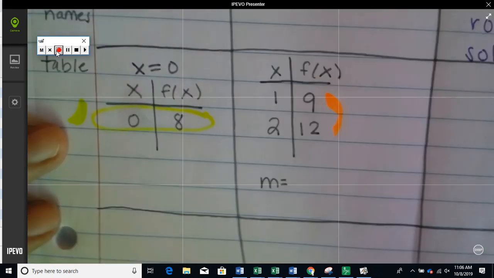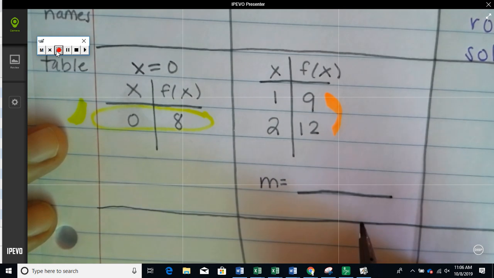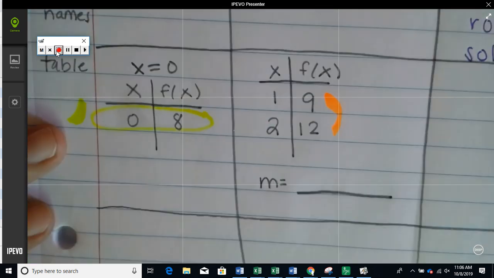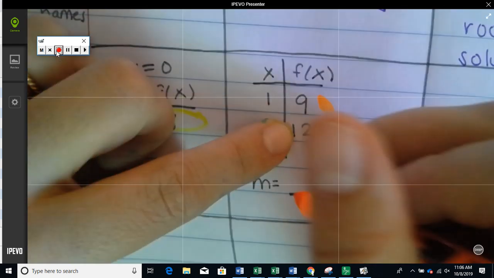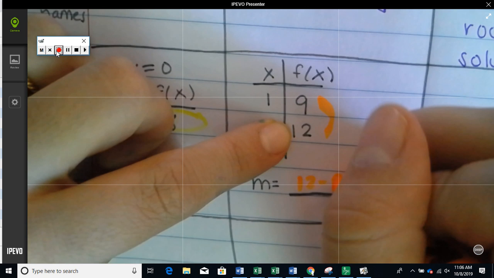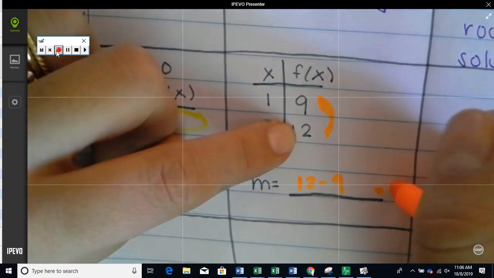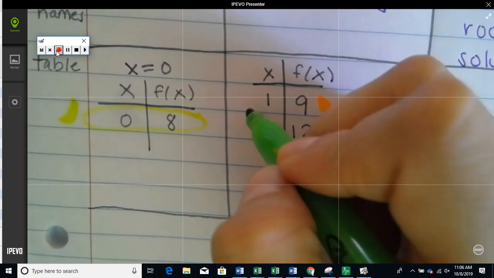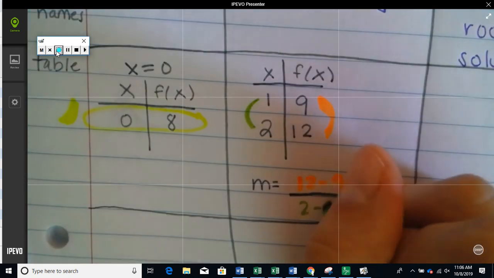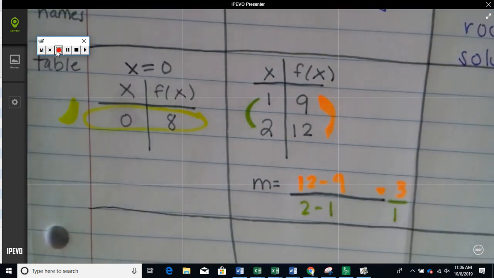So m equals, remember it's a rate, so it's a number of steps over the number of minutes or the number of money over the number of months. It's two different numbers over each other. So it would be 12 minus 9. That would be the first number, and that equals 3. And then with the green marker, I'm finding the difference between these two. It's 2 minus 1 equals 1. Okay, that's your slope.